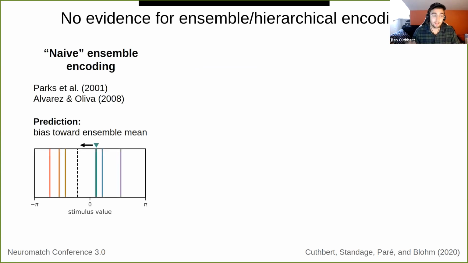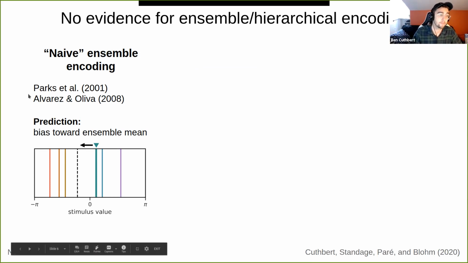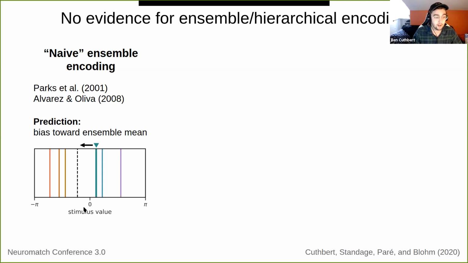One that we could call a naive ensemble coding is the idea that when presented with an array of stimuli, people are implicitly extracting the mean value of the array. This is discussed at length by Nau, Oliva, and a bunch of others. And just to illustrate, on the x-axis here, I'm showing again stimulus value.